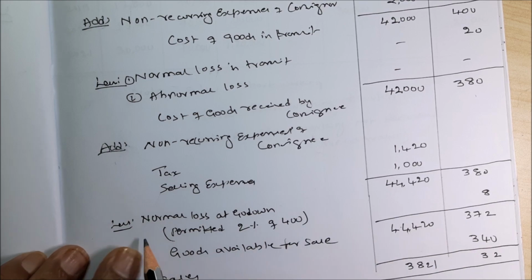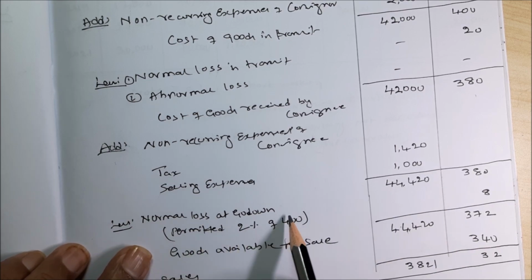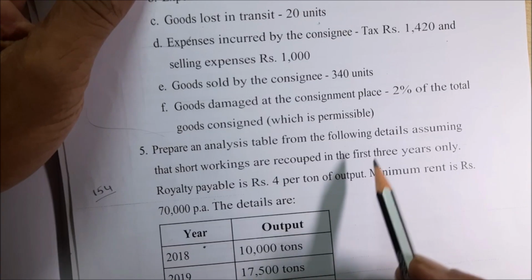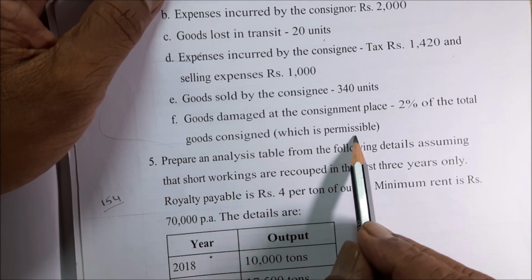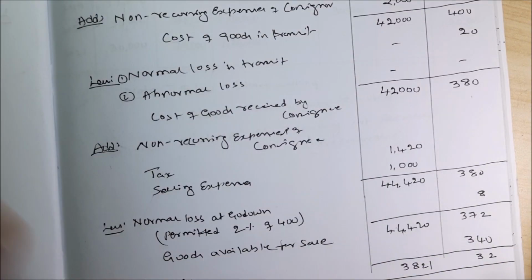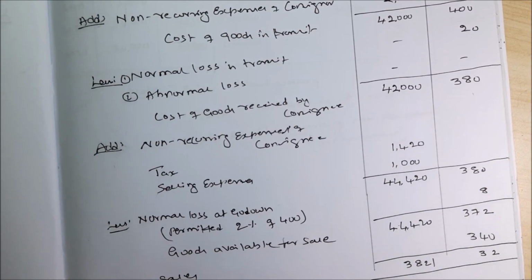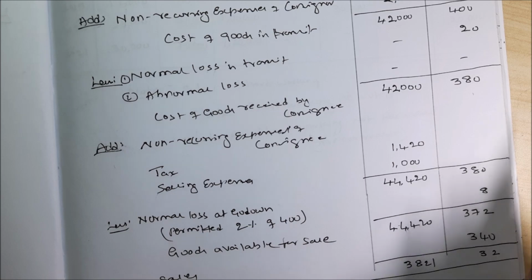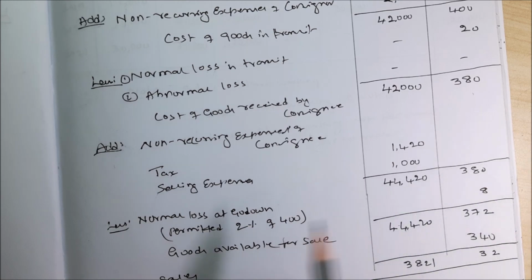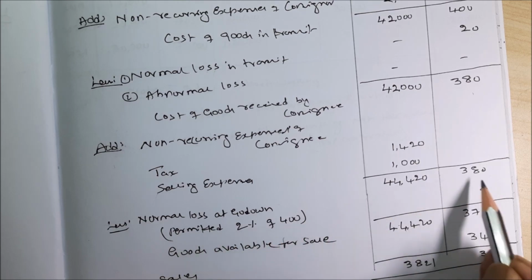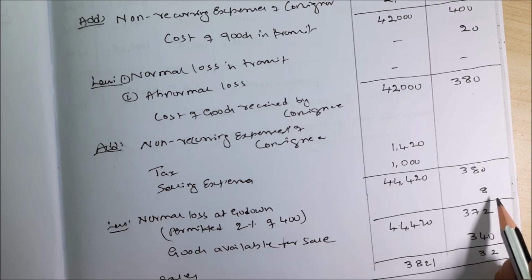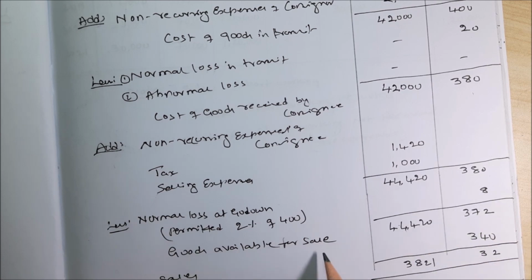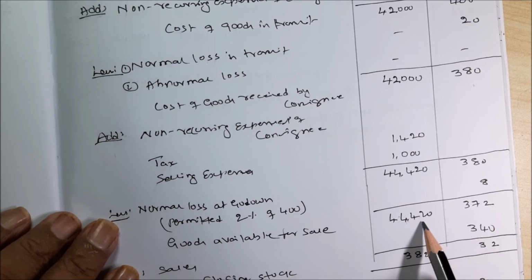Less normal loss at godown, that is permissible. They have given in the problem 2% of the total goods consigned, which is permissible. That means you cannot save such things. It is out of your hands. It normally happens, right? So normal loss at godown permitted at 2% of 400. How much is it? 400, 2% is 8. So goods available for sale is 44,420 for 372 units.